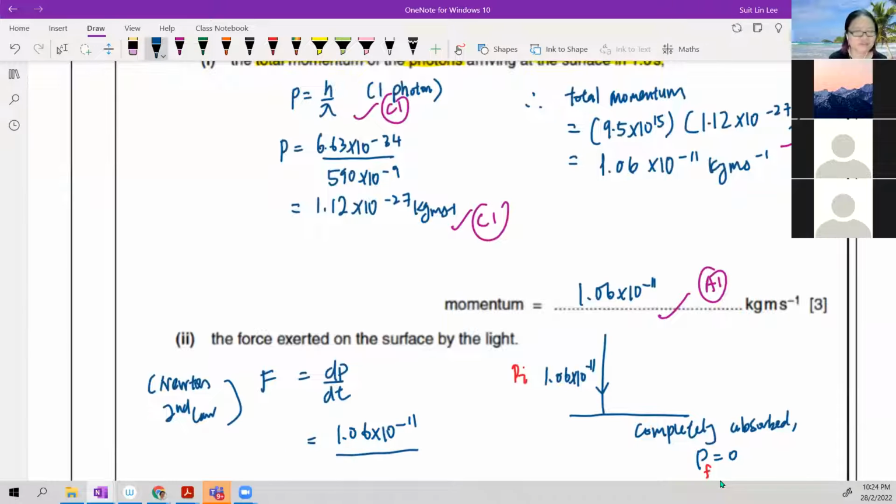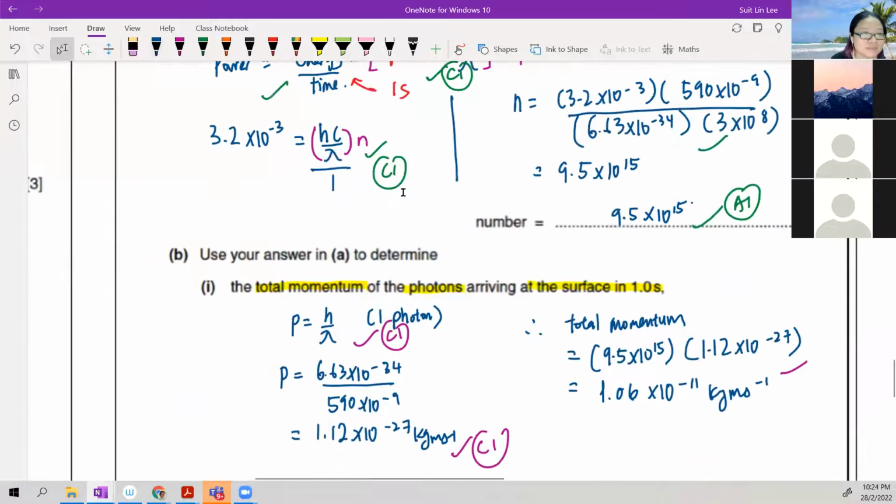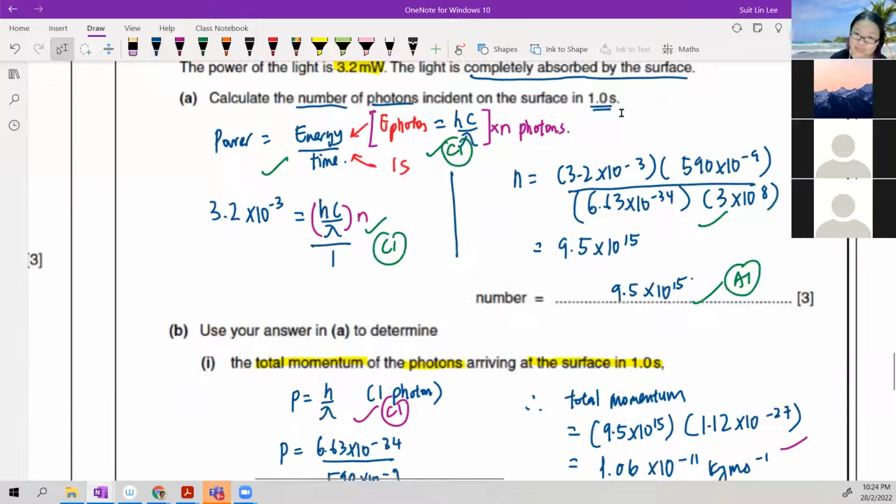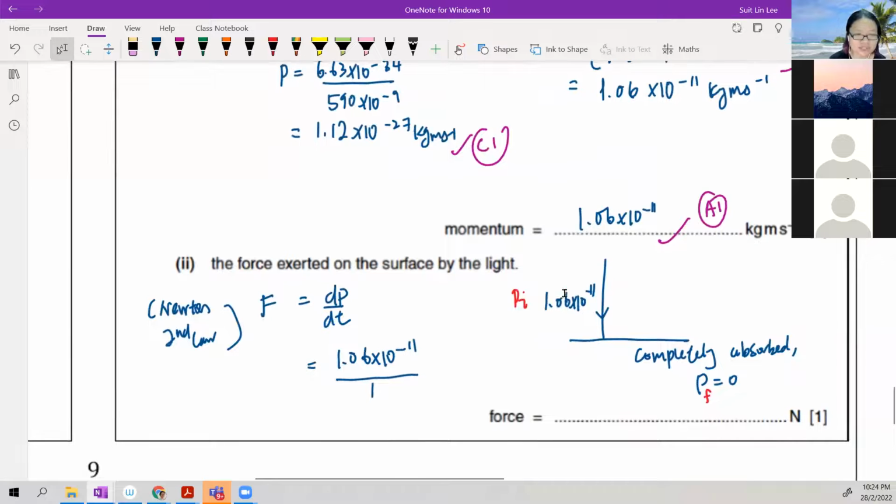How long did it take for this many photons to hit? 1 second. And the time gap that we're using is 1 second. So in 1 second, we have this many photons with this much momentum hitting the metal surface. So I get 1.06 times 10 to the power negative 11 newton. Such a big force. So measurable.